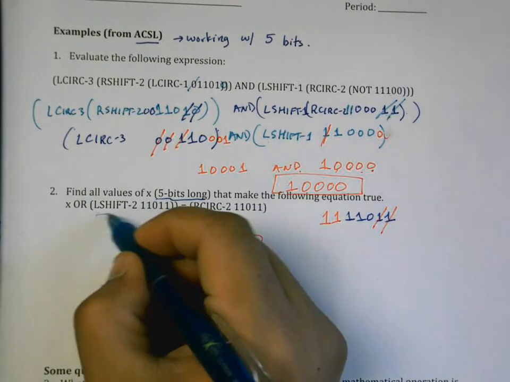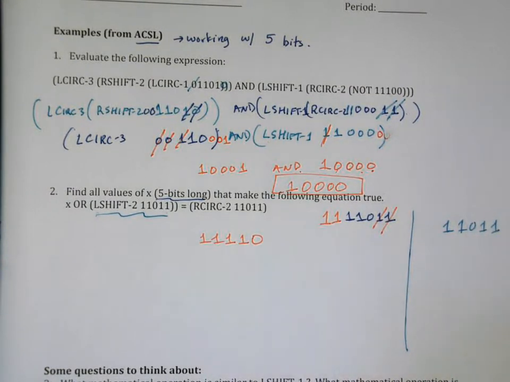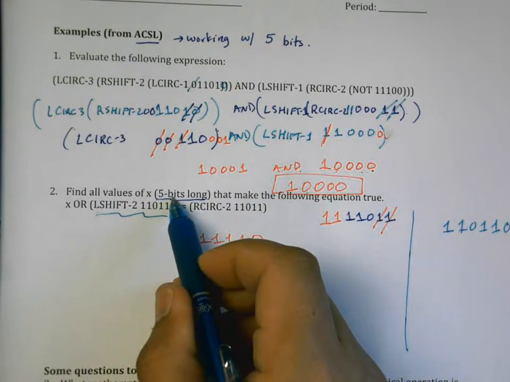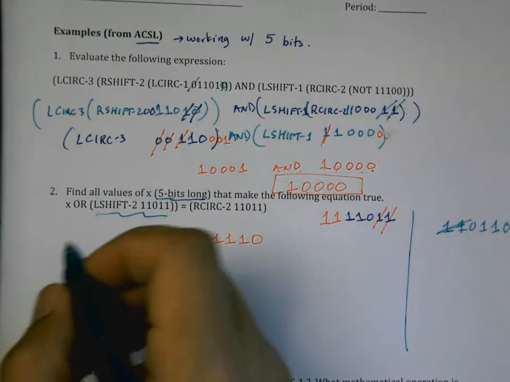And then this part right here is taking 11011, left shift, so pushing it left 2 units, adding 2 zeros at the end. And remember, we're dealing with 5 bits, so we're going to lose the 2 leading bits. If this was in computer science, where in Java or C we have 32 bits, then these would remain. But here we're asked to deal with 5 bits only.